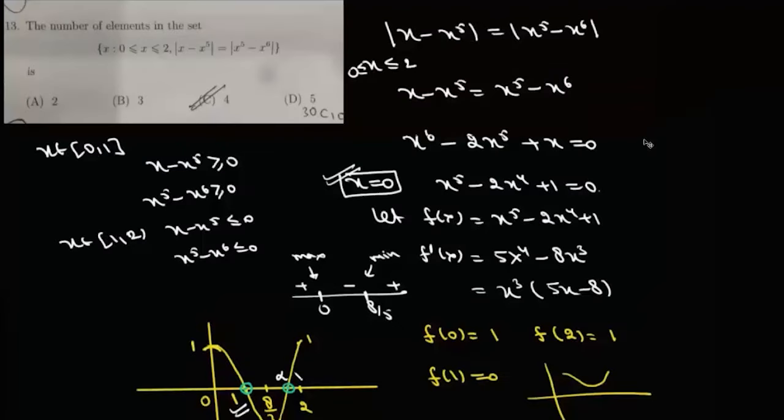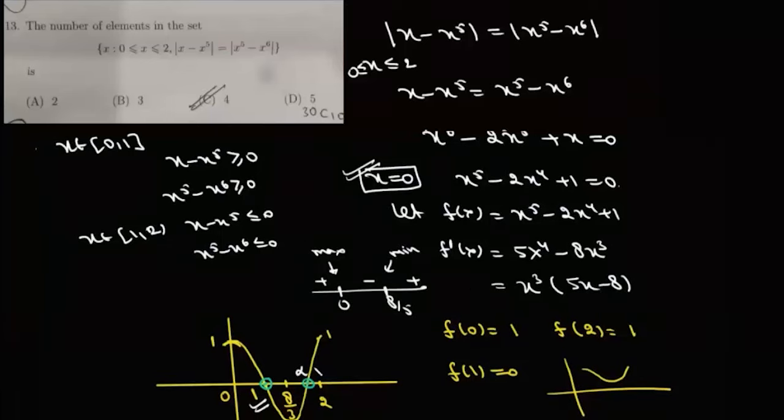Now the question is, we need to find the number of elements in this set when x lies between 0 and 2. Mod of x minus x to the power 5 equals x to the power 5 minus x to the power 6. Now we know that when x lies between 0 and 1, as the power increases, the number decreases. So basically x minus x to the power 5 will be positive and x to the power 5 minus x to the power 6 will be positive. So both these expressions will have the same sign, which is positive.